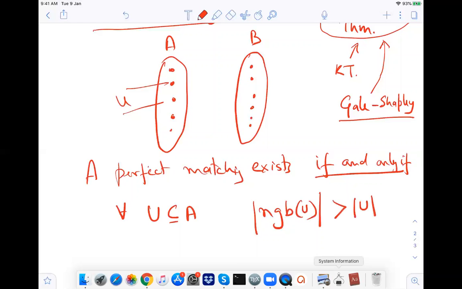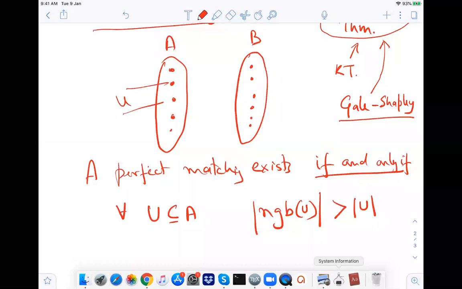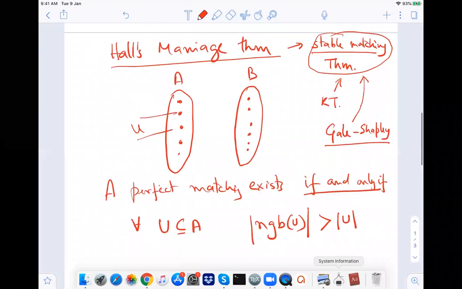Okay. That's it. That's it. Okay? Yes. Fine. So of course one side is obvious, the other side is the hard part. Okay. Now let's see how you can think about solving it.